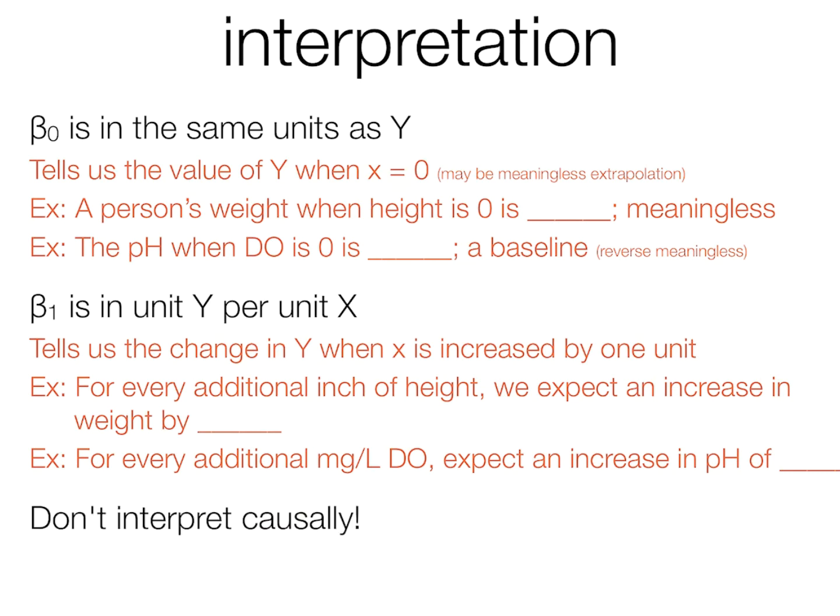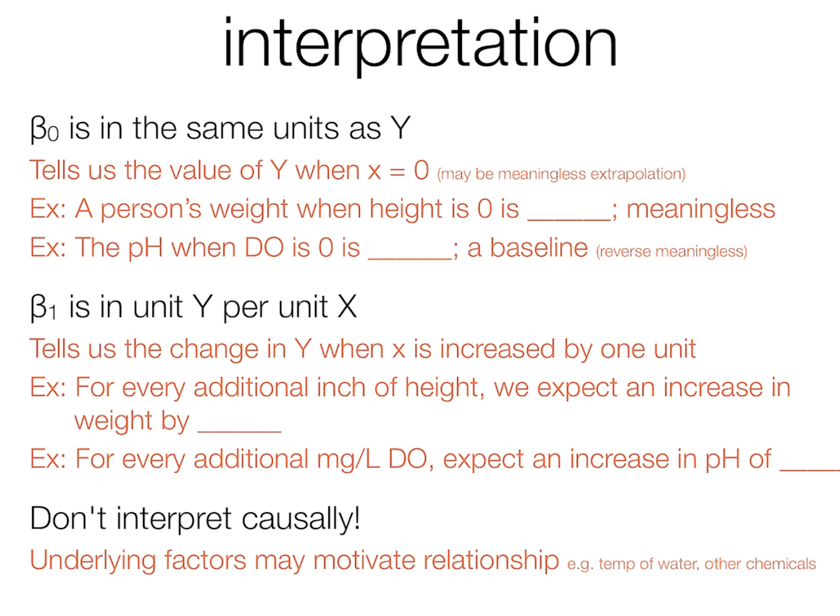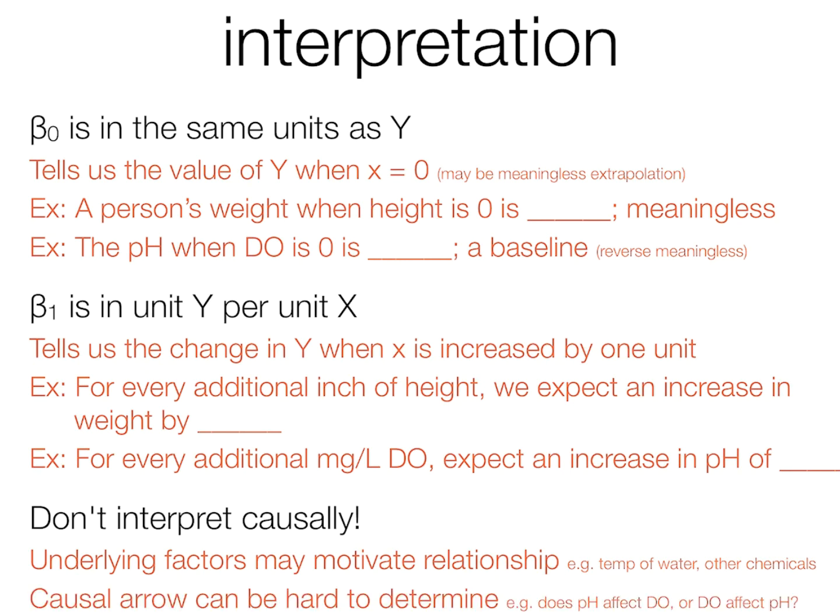Be careful not to interpret this causally. Underlying factors may motivate the relationship that you're seeing. So it's difficult to say that if we manipulate the x variable by a certain amount, the y variable will certainly change by a corresponding amount. We expect that to happen, but we need to be careful not to interpret things causally. Another aspect of this is that the causal arrow may be hard to determine. In other words, does x cause y or does y cause x? In the example of water, does the pH affect the dissolved oxygen content or does the dissolved oxygen content affect the pH? It's probably actually the latter.